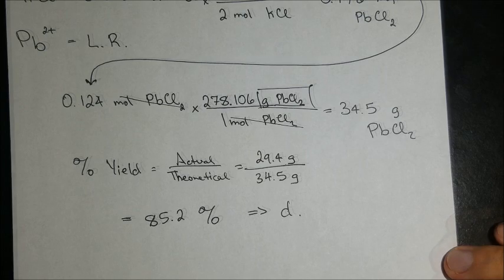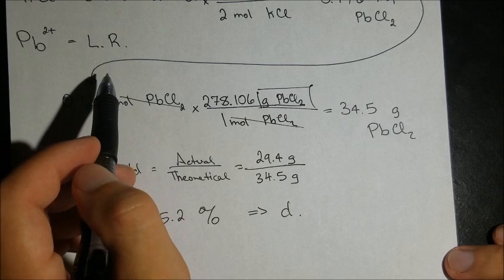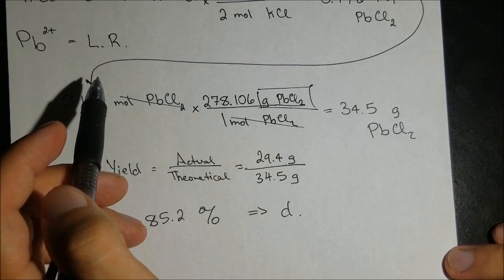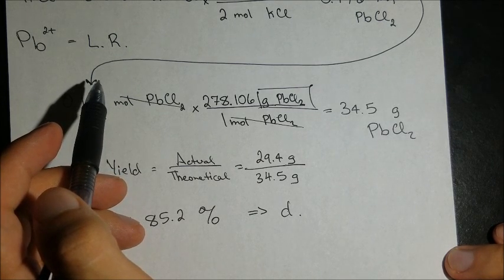So let me just also really quickly address number 4. We already determined what number 4 is, which is why I really like this method. And we needed to determine what number 4 is in order to do number 3. So if you did number 3 this way, you would conclude that lead is indeed your limiting reagent.